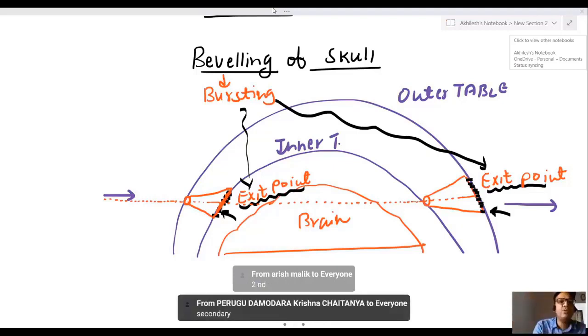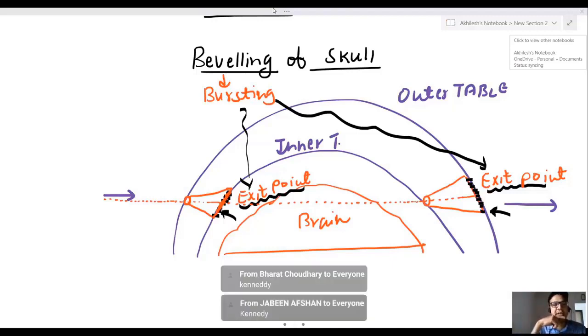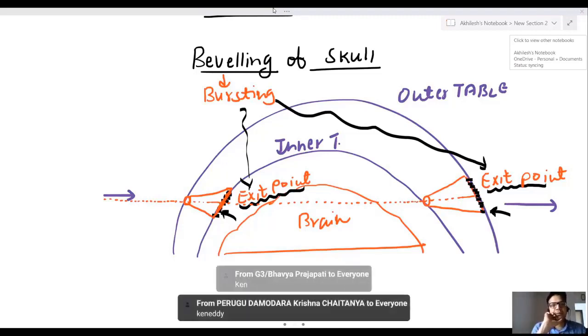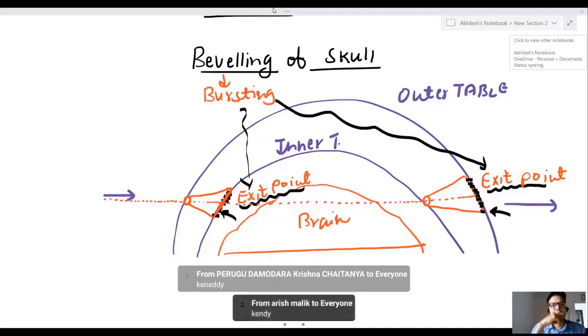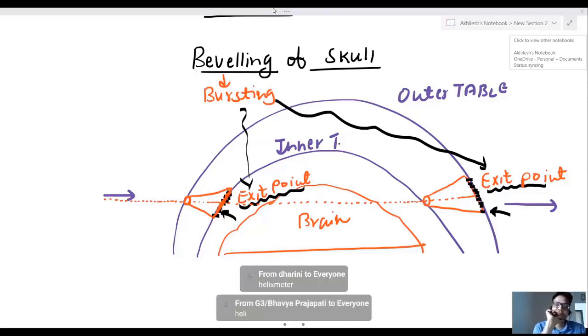Surgeon alters the entry wound and exit wound. What is the name of the phenomenon? Kennedy phenomenon. Very good. Which instrument is used to examine the interior of the barrel? Helixometer.